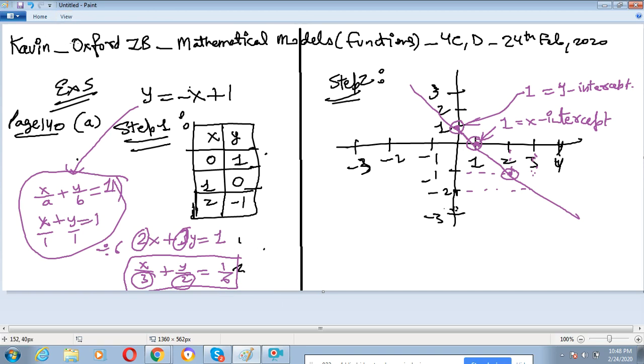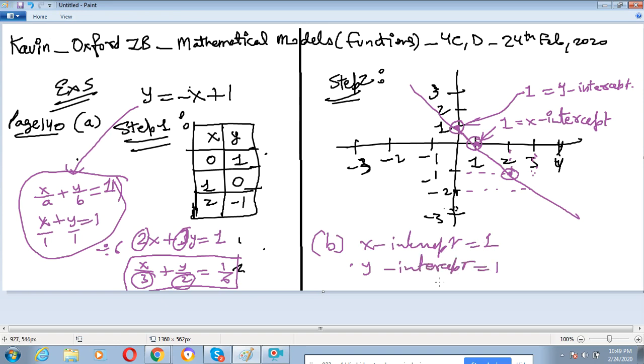First of all, you can copy this. I'll erase and come to the next page. Yeah, I need to copy that. So this is the first part, and the second part is x-intercept is 1 and y-intercept is also 1.